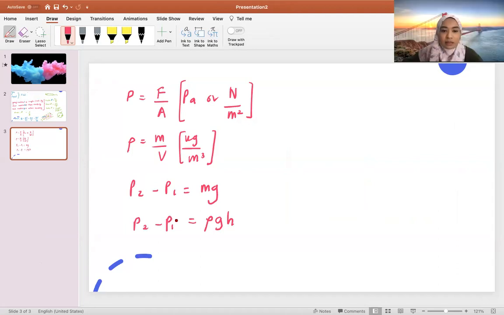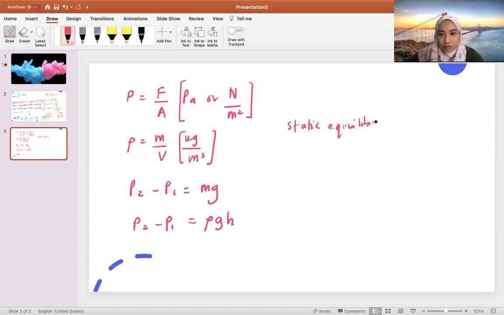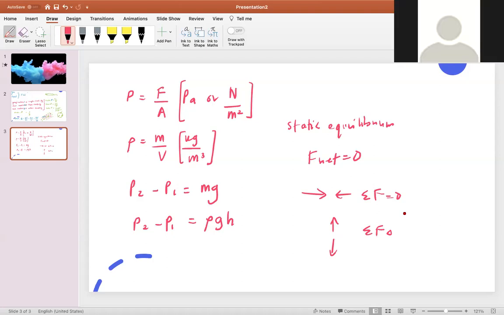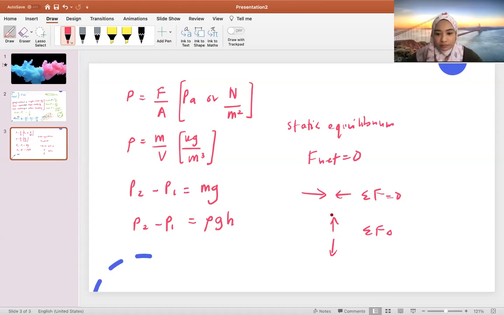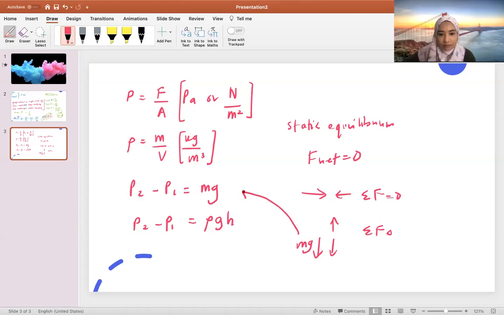Okay, what about the static equilibrium? What did we talk about? The F net is equal to 0. F net must be equal to 0, whether vertical or horizontal. So this has to be 0, and this has to be 0. What is important when we talk about vertical forces that equal 0? What is extra compared to horizontal? We have mg, gravity. This is why we have this equation.